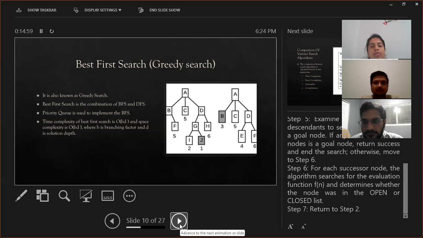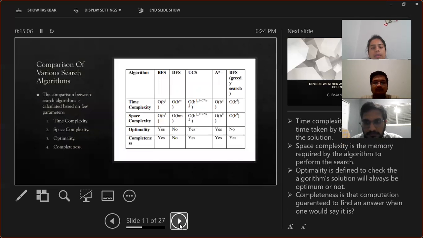While coming to the comparison of all these algorithms, there are few parameters used to compare these: time complexity, space complexity, optimality, and completeness. So here we can observe in the diagram for each algorithm the space complexity, time complexity, and also the optimality and completeness. What exactly is the time complexity? It is the time taken by the algorithm to find the solution, and the space complexity is the memory required by the algorithm to perform the search process.